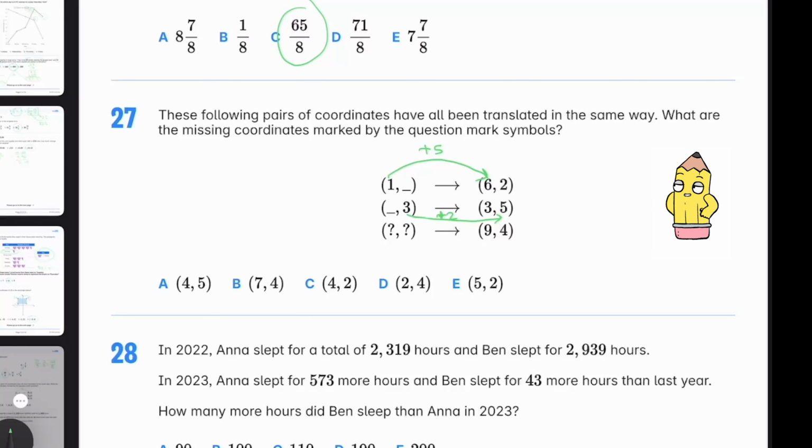So for that reason, we have -5, which gives us 4. And remember we said 2 up, so we are going to go 2 down, and that's 2. So 4, 2, and that is our answer.